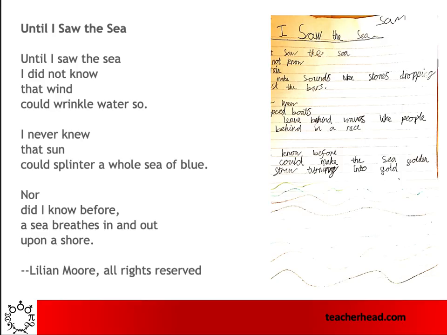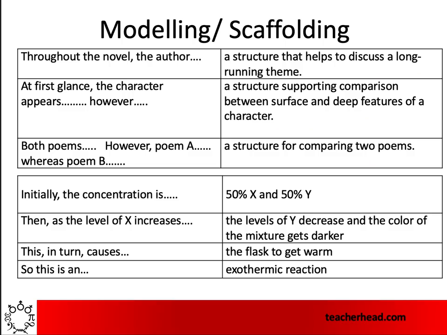So modelling and scaffolding are important, and it can happen at things like this, sentence level structures, like these ones from English at the top there, throughout the novel, at first glance. Now these are not things which children automatically know how to write. They have to be modelled, shown. Teachers need to show how they work many times. They need to then practice them many times, and eventually those would become part of their repertoire of things they can do.